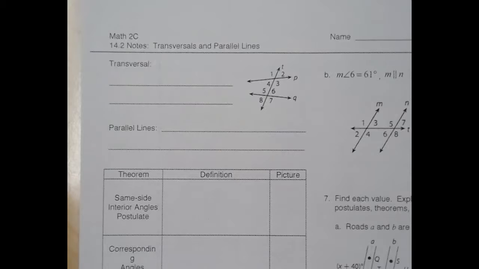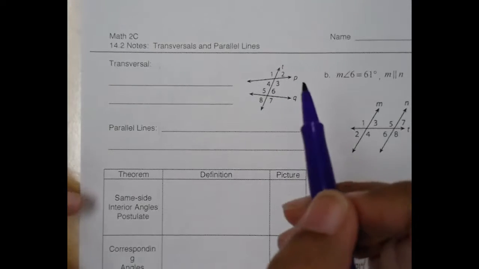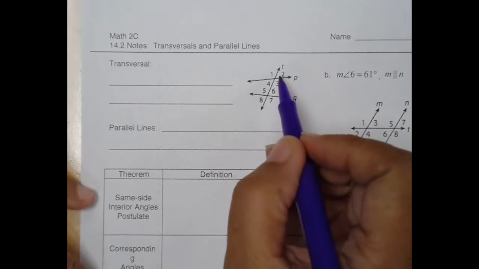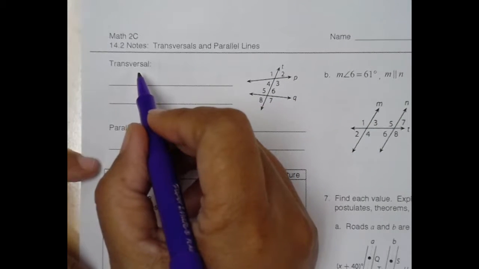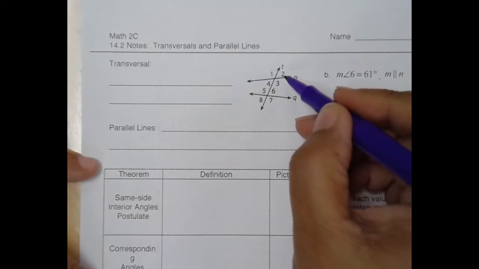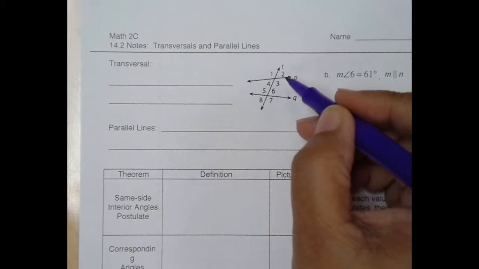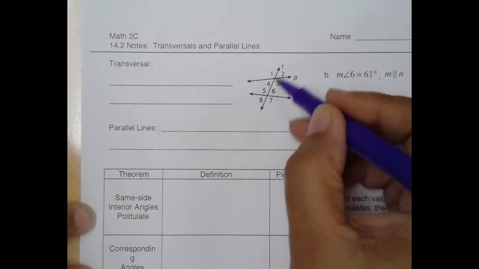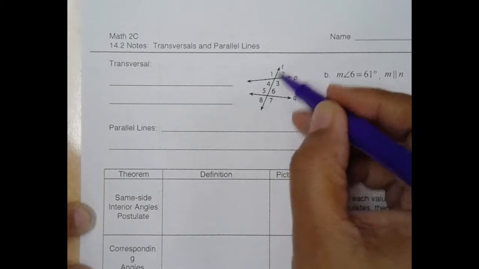Okay, I'm going to go over the 14.2 notes, and we're going over transversals and parallel lines today. So this is a picture right here, and basically a transversal is a line that's going to intersect two other lines. There could be two or more, but these are my two lines, so this one that's intersecting the two lines would be the transversal.